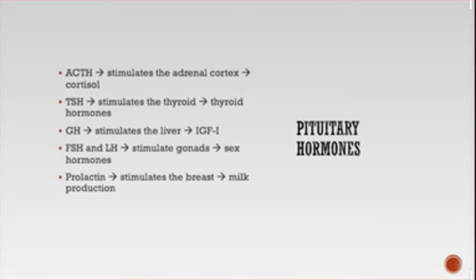So basically, the ACTH that the pituitary releases stimulates the adrenal cortex to produce cortisol. TSH stimulates the thyroid to produce thyroid hormones. GH stimulates the liver to produce IGF-I. FSH and LH stimulate the gonads to create sex hormones. And prolactin stimulates the breast to make milk.